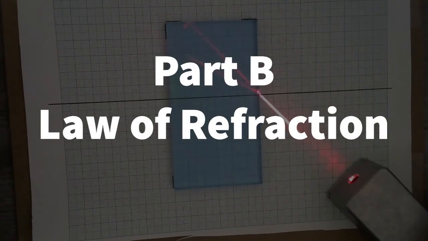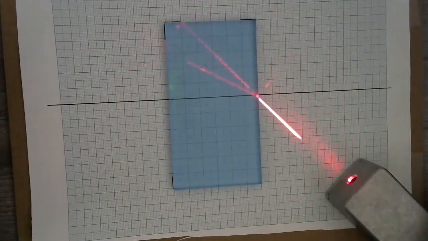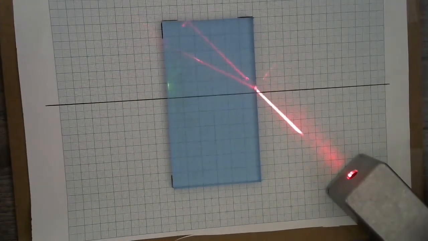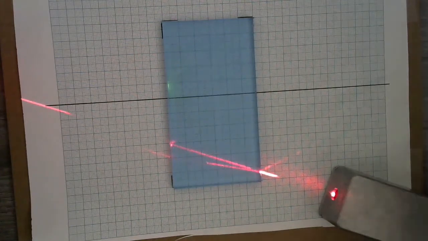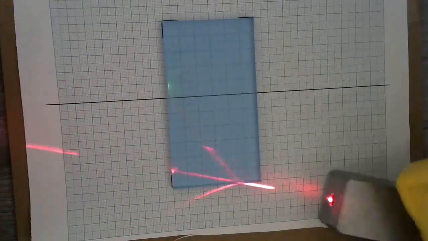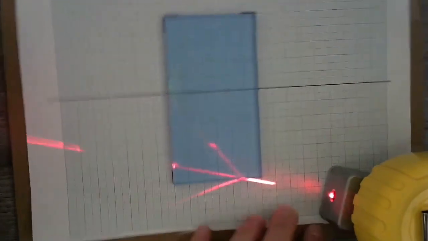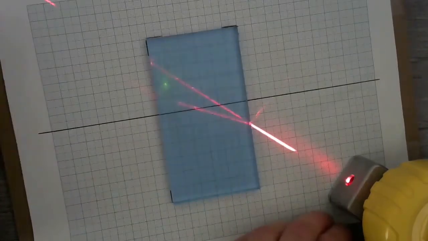Now, back to the law of refraction. So before you make your measurements, one thing that I've noticed is that if I let go of my laser ray box, it tends to slide around. So if you're finding this is happening, you may want to take something heavy and just place it on top. I'm just going to use this tape measure and place it on top of my laser box to prevent it from sliding around so that it stays in place while I'm making my measurements.